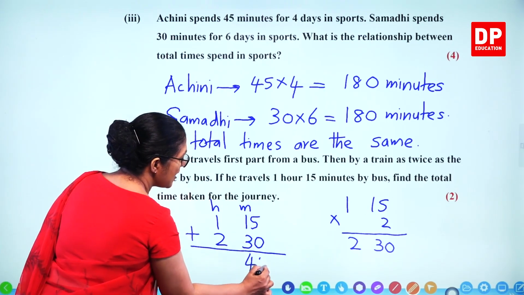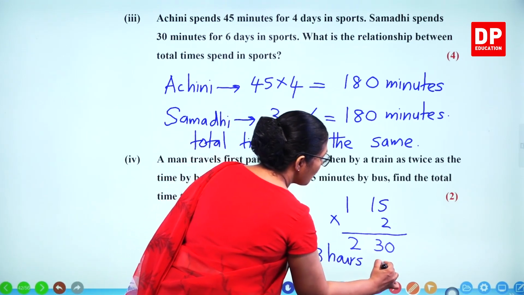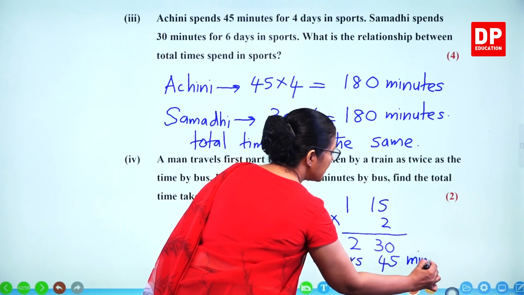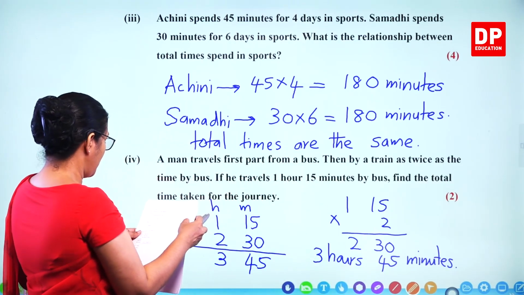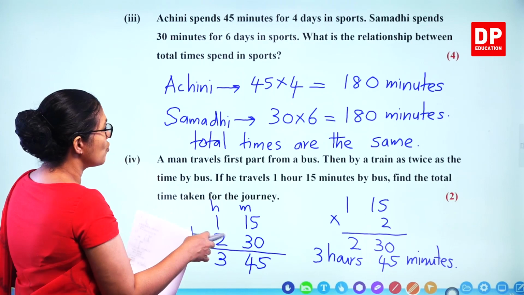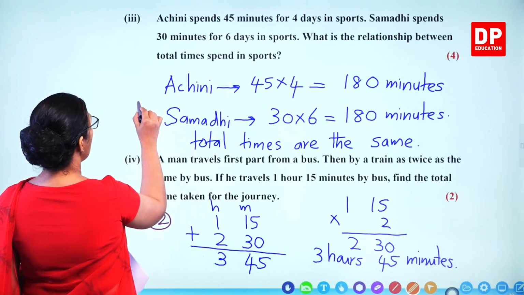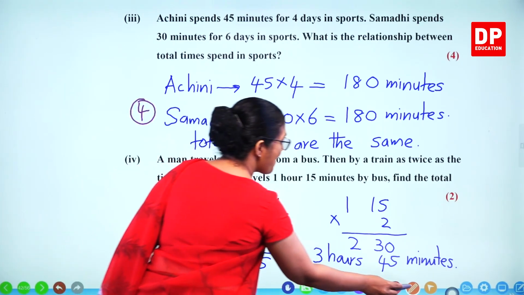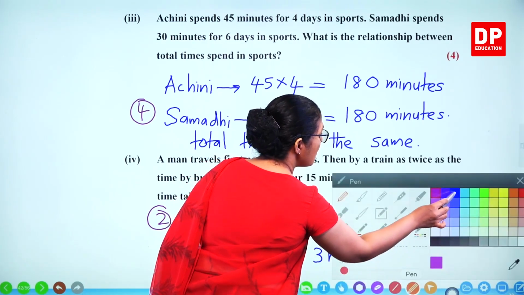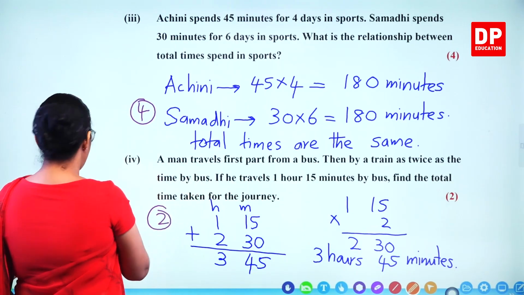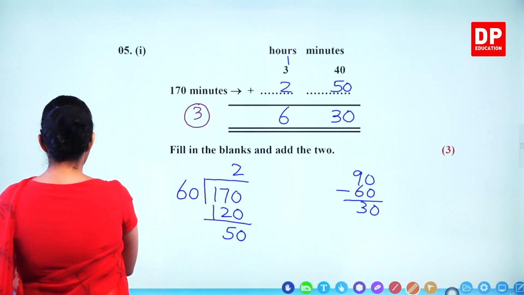Now you can add it to find out the total time. 45 minutes, okay, less than 60. So 3 hours and 45 minutes is the total time taken. So 2 marks there. And the previous one, you get 4 marks. So let's see if the total is okay. 2 and 4, 6. 6 and 3, 9. 9 plus 3, 12.